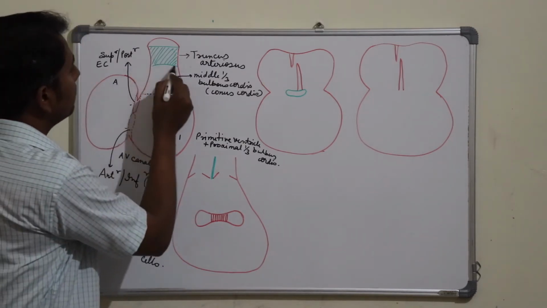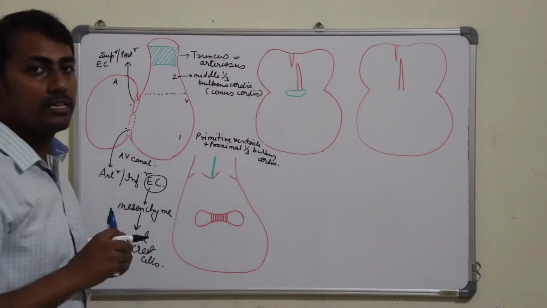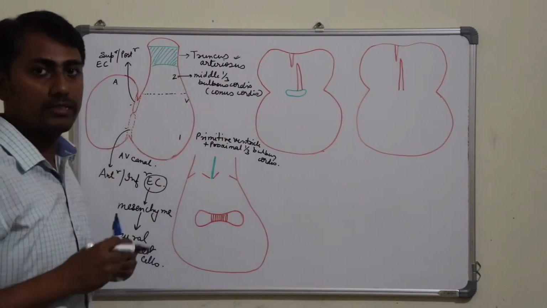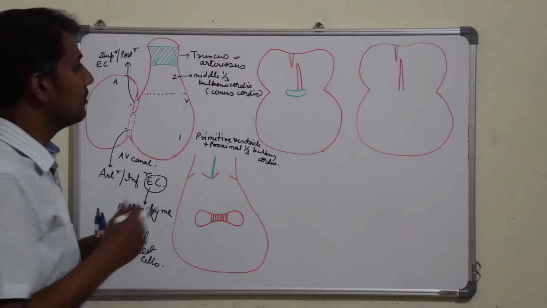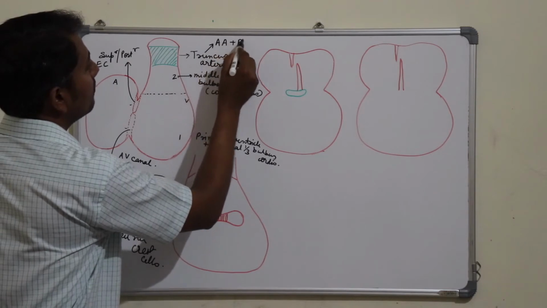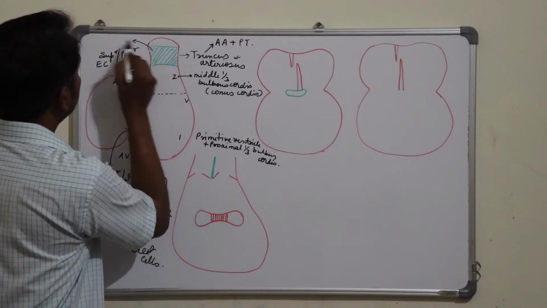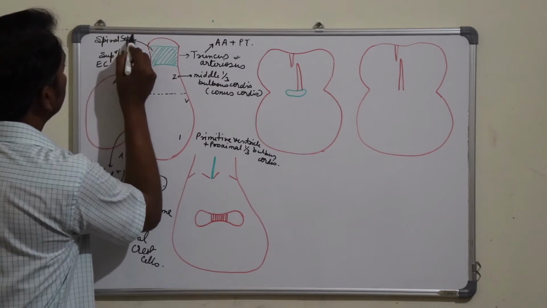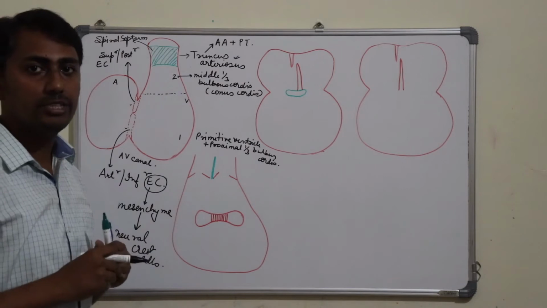A spiral septum is formed in this truncus arteriosus region, which will divide this truncus arteriosus into two parts, an anterior and a posterior part. And these two parts will give rise to the ascending aorta and the pulmonary trunk. So this septum was the spiral septum, which is basically spiral in shape.